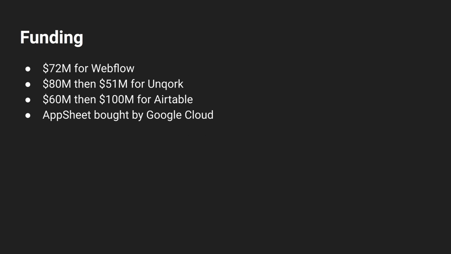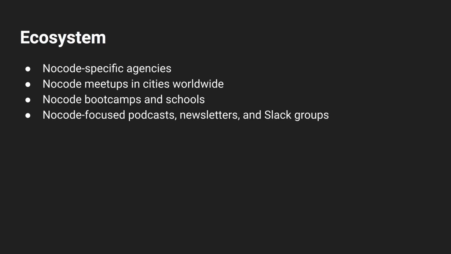And then the money, which is an important component. I just wanted to list a few here. Big money is coming into no-code, and these are no-code software companies, not businesses built with no-code, but that might be a second step. You can see $72 million for Webflow, a total of $131 million for Unqork, and $160 million for Airtable. Big numbers, big money, and I think that's a good indication that the whole ecosystem is picking up.